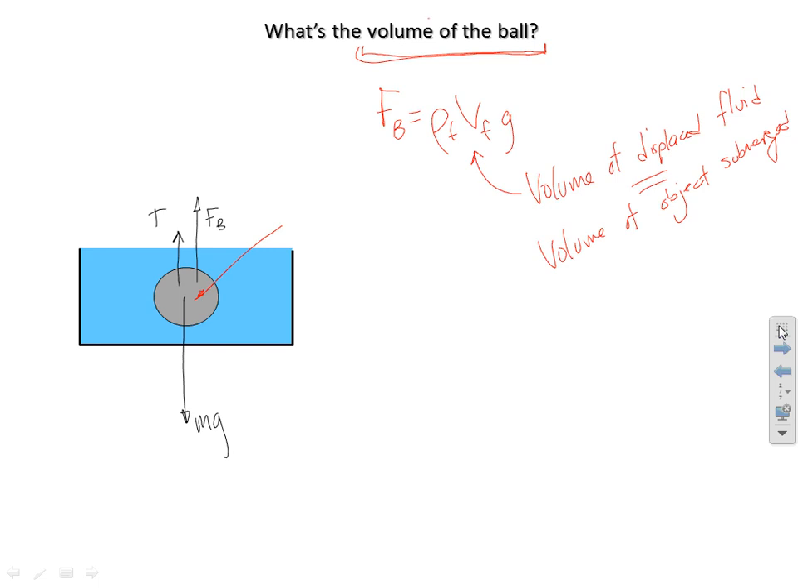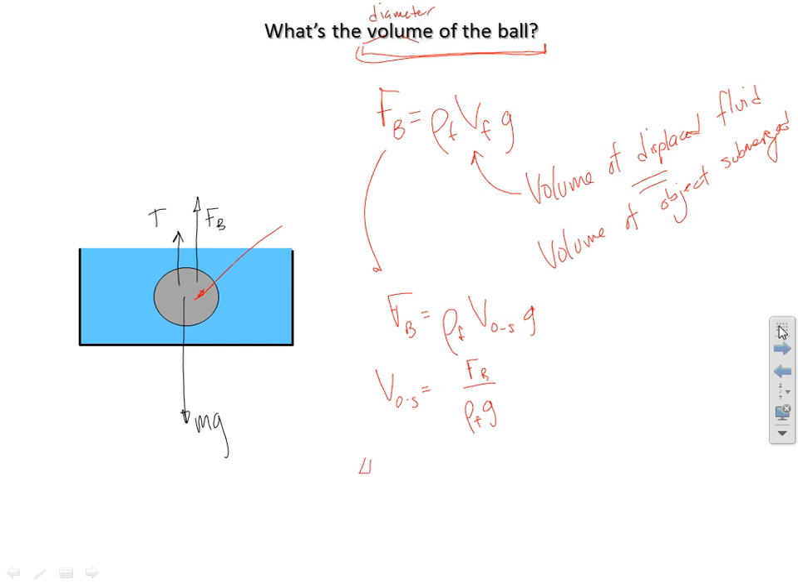Okay? Let's ask a better question. What's the diameter of the ball? So we can write in this case that FB is rho fluid V object submerged G. So this says we could find the volume of the object submerged, and the diameter will live in there somewhere, as FB divided by rho fluid G.